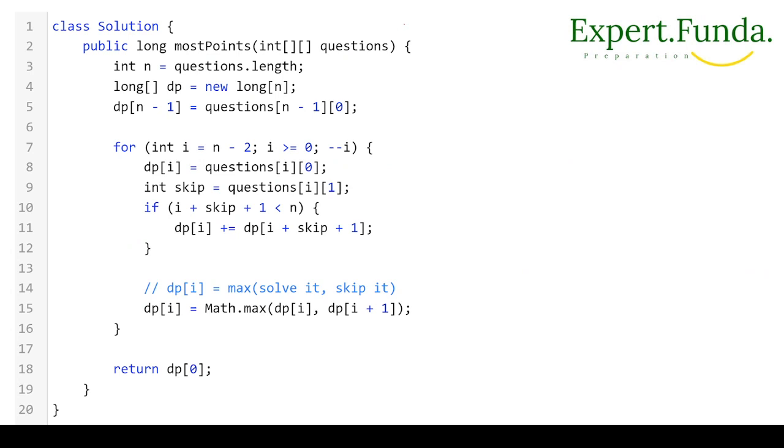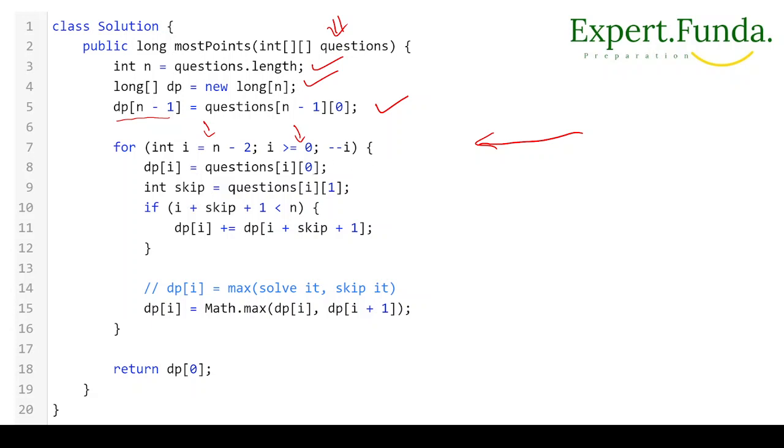So let's understand how we are going to do this. This is the array of questions we are given, in 2D, in which we have brainpower and its points, right? So we will get the length, we will create one dp, and dp at n minus 1 is nothing but questions at n minus 1 and then 0, right? So we get the last value of the dp from here only. Now we will start from n minus 2 and go to 0, in the backward direction, right?